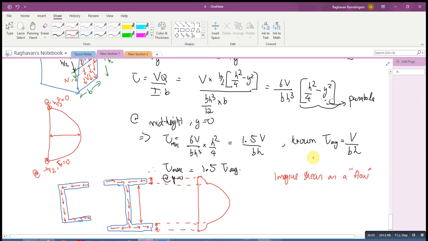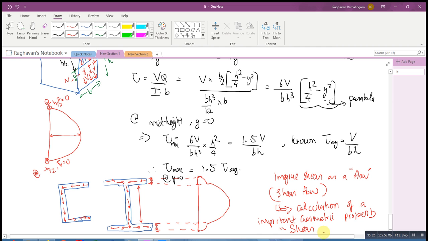So this is known as shear flow, and this concept will be very useful in the calculation of an important geometric property called the shear center. So we'll see about the shear center in our next video.